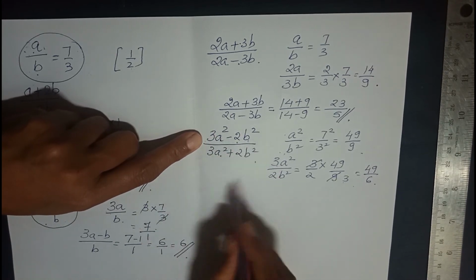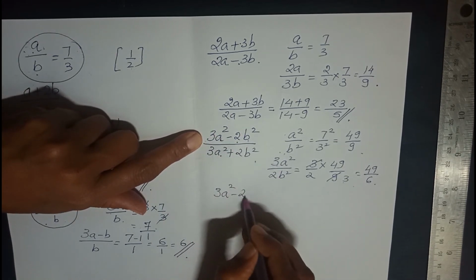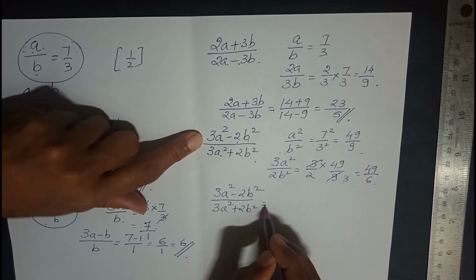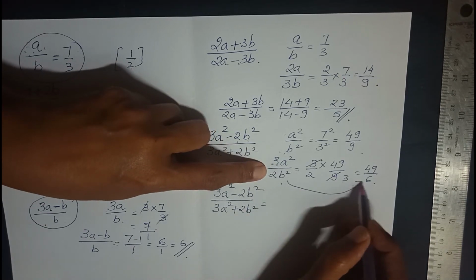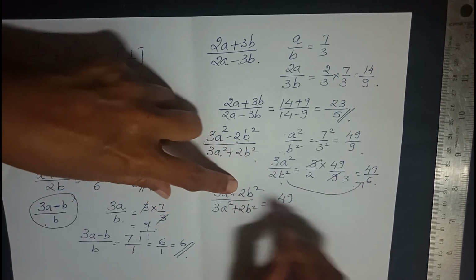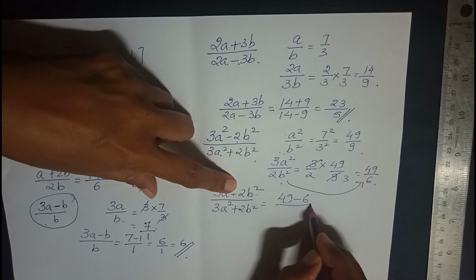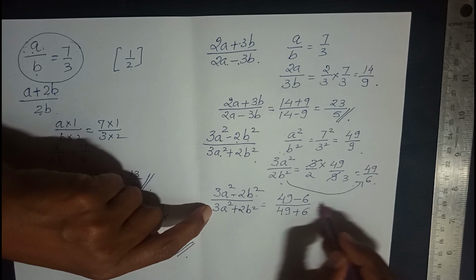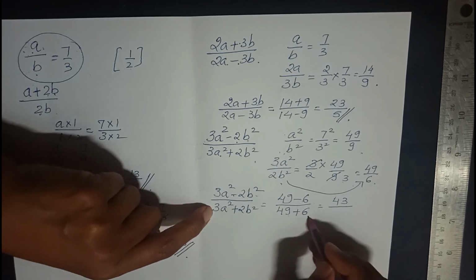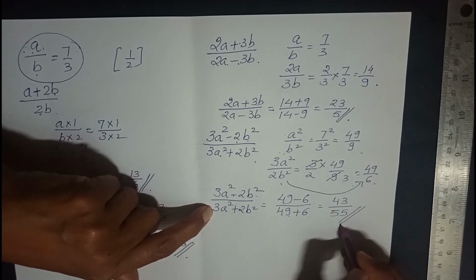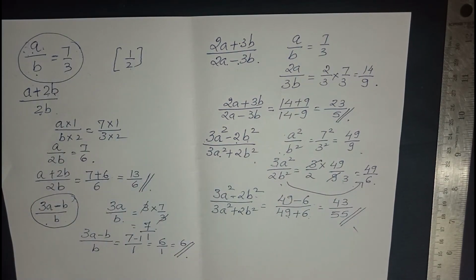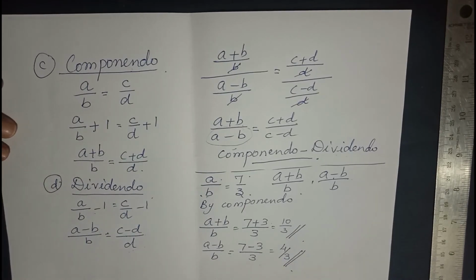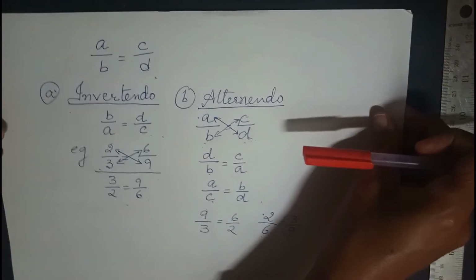Now let us perform the action that we want. (3a square minus 2b square) upon (3a square plus 2b square). So 3a square upon 2b square is this. So 49, we have a subtraction, the denominator getting subtracted, and here the denominator getting added up. So 49 minus 6 is 43 and 49 plus 6 is 55. So using these properties of componendo, dividendo, invertendo, alternendo, you can find out the values from the given ratio.